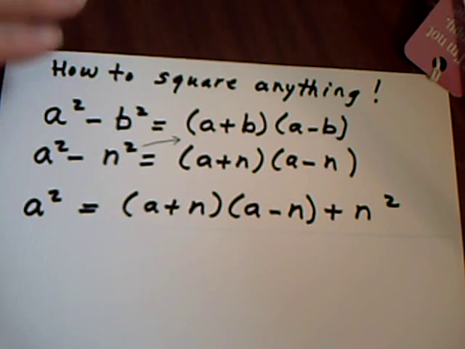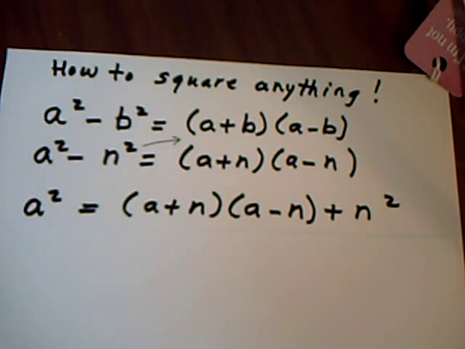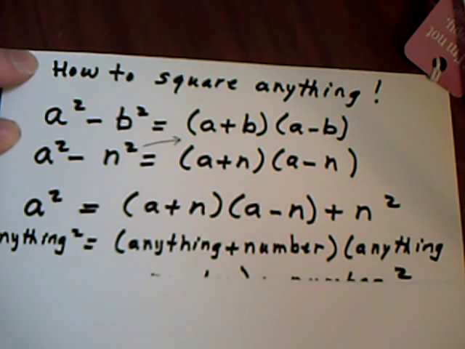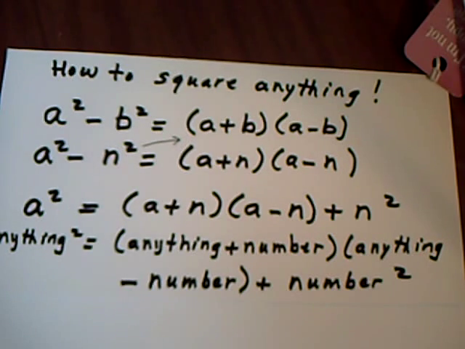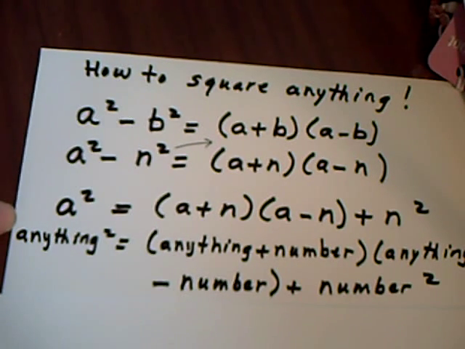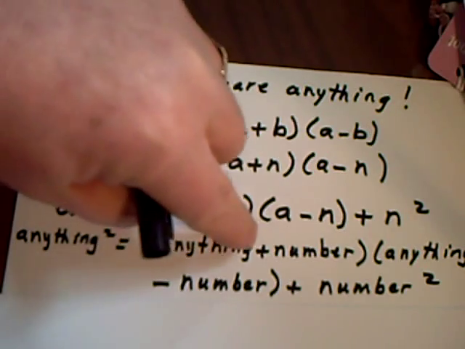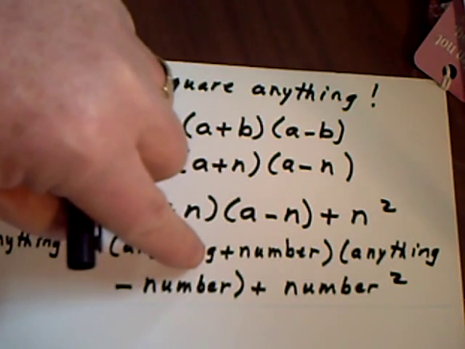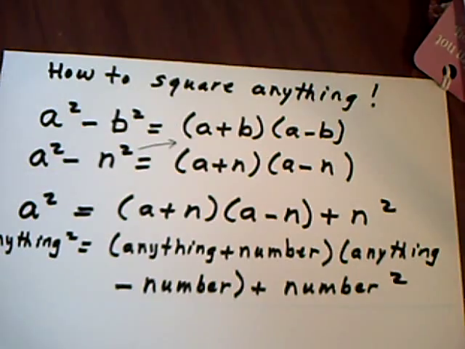Wow. Isn't that incredible? Well, of course, you don't see that it's incredible because you're thinking it's a whole bunch of a's and n's, which is one of the problems with mathematics. We look at it as x's and y's and a's and n's, and we forget that they actually stand for something. So here's, in fact, what they stand for. It's really saying the following: anything squared is equal to the anything plus a number times the anything minus a number plus the number squared.